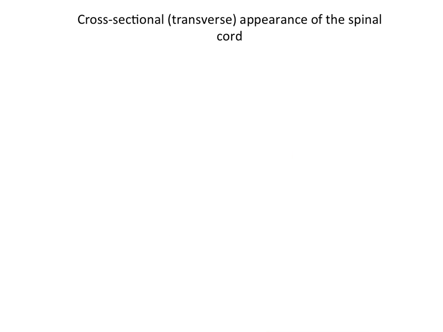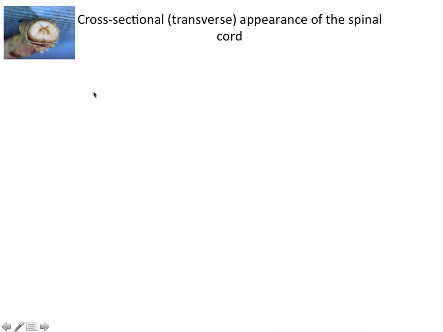Now let's have a look at a cross-sectional or transverse appearance of the spinal cord. And you can see up here in the top left, that is a freshly dissected spinal cord. Now what you may notice from here is we saw that in the brain, the grey matter was largely on the peripheral surface and the internal structure was largely white matter. However, in the spinal cord, this is reversed. In the spinal cord, the internal central structures are the grey matter. However, everything on the periphery is white matter.